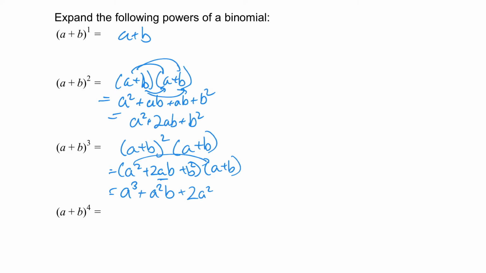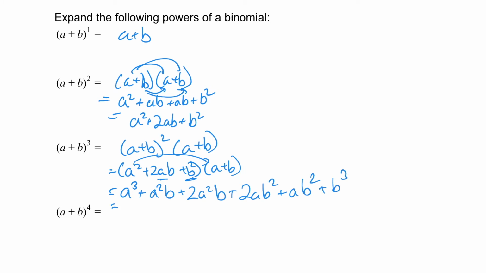Oops, 2a squared b, I mean. And then plus, so 2a times b is going to be 2ab squared. And then we're going to distribute the b squared. So that's going to be ab squared plus b cubed.